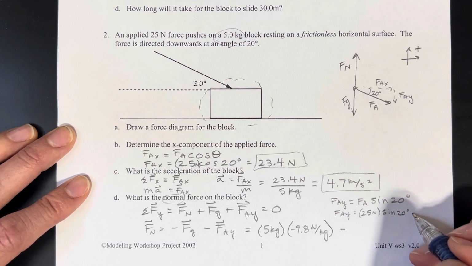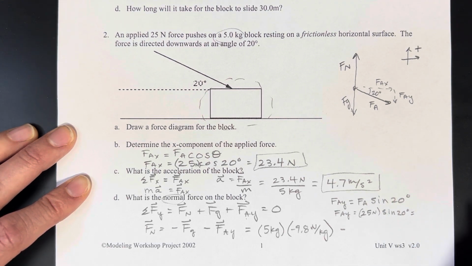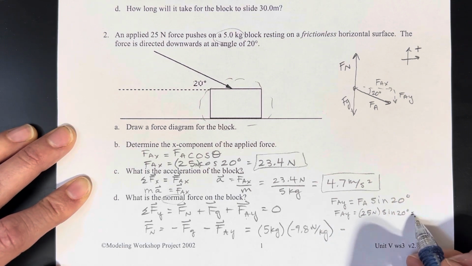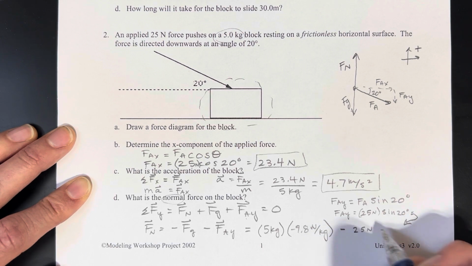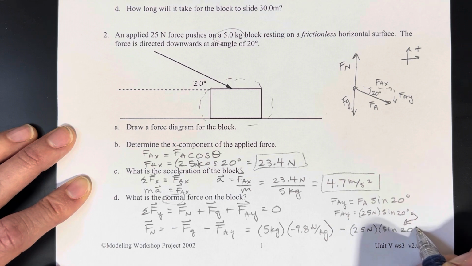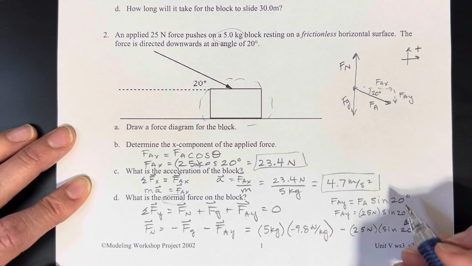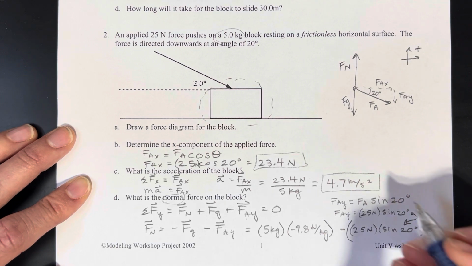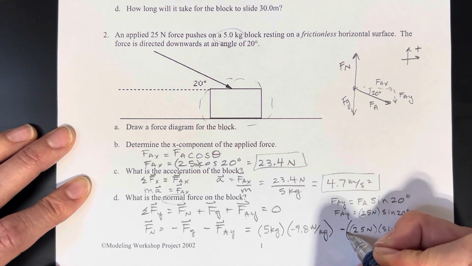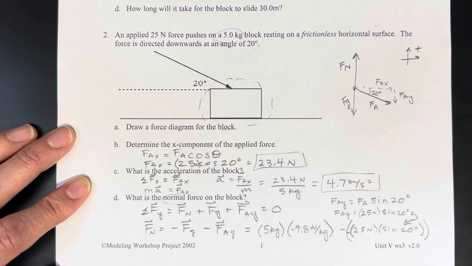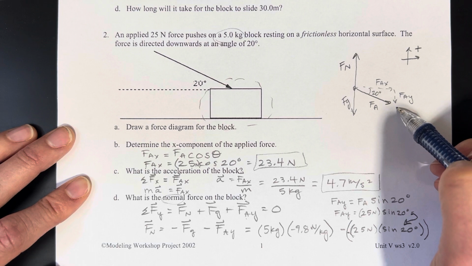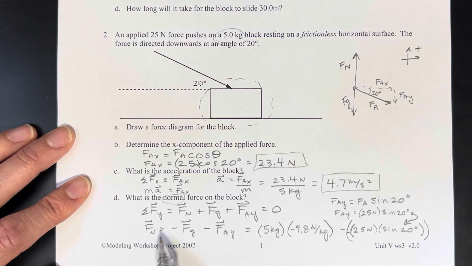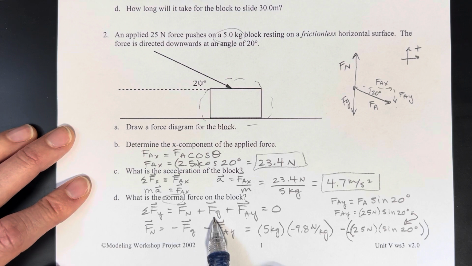And I don't actually have that solved out on my paper by itself. So I'm just gonna put that in right down here. So this is 25 times the sine of 20 degrees. But this value is a negative value because it's acting in the negative direction. So when I solved for normal force here, I subtracted force of gravity.